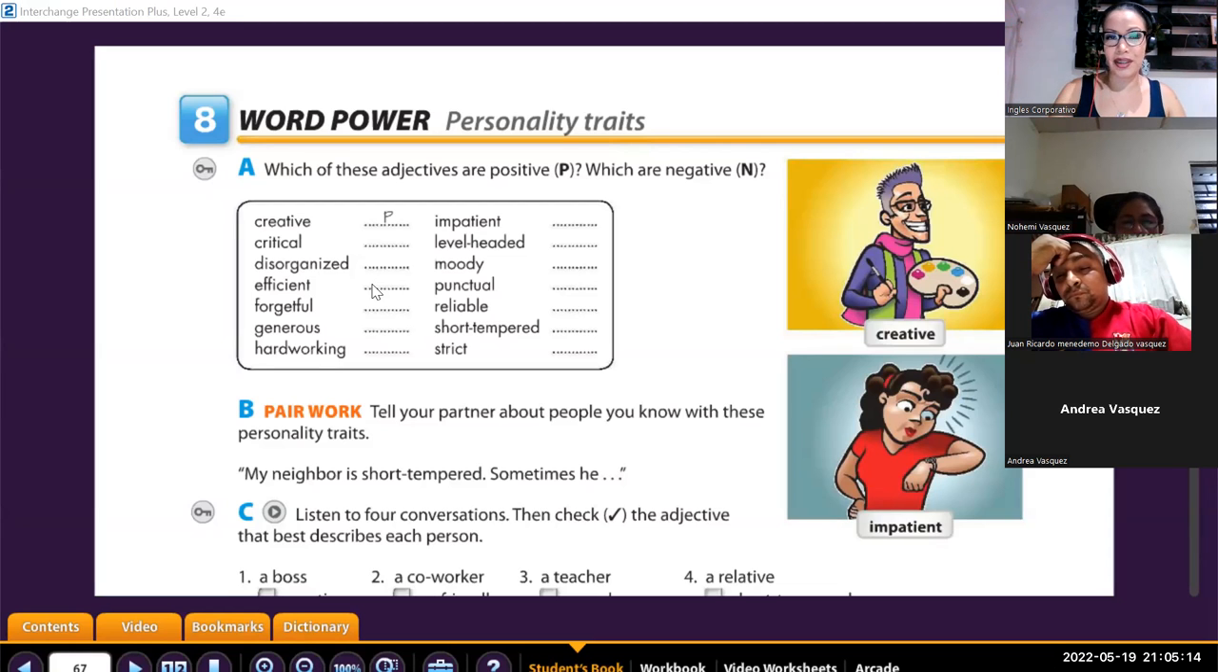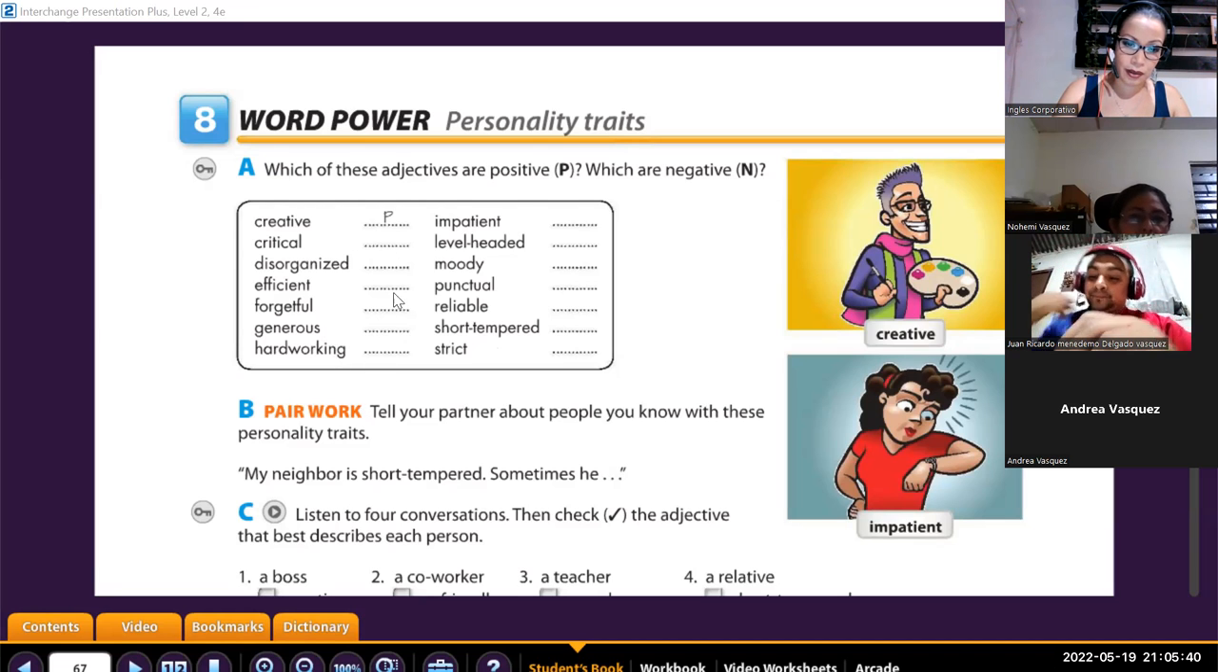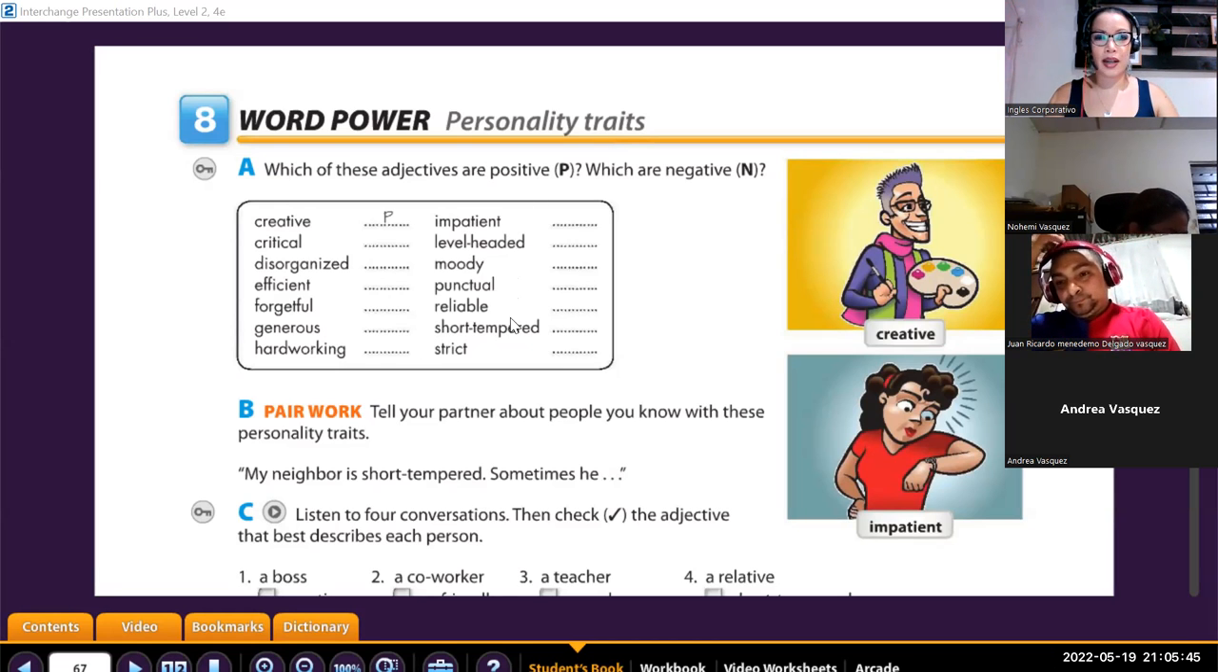I am very efficient. My husband is really forgetful. My youngest son is very generous. And then you can continue mentioning people that you know for every single one of these personality traits. Vamos a hacer una oración por cada uno, mencionando a alguien que conozcamos que tenga estos rasgos de personalidad. One per each one.